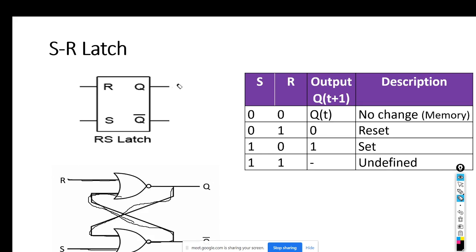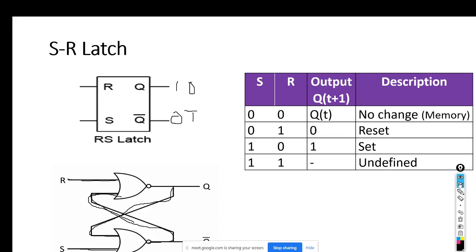Why we call it Q and Q bar is that when Q is 1, we always expect Q bar to be 0. When Q is 0, we expect Q bar is 1, right? So then someone will ask, why do we need two outputs? The way the circuit needs to work, we need two outputs, but they must always be opposite. When Q is 1, Q bar must be 0. When Q is 0, Q bar must be 1. That is why we call them Q and Q bar rather than output 1 and output 2.